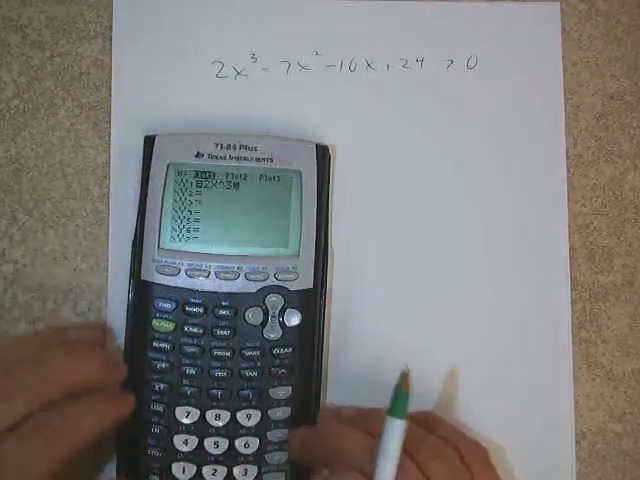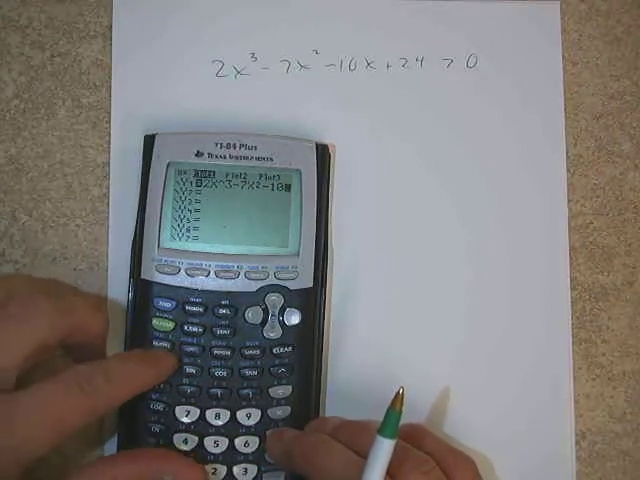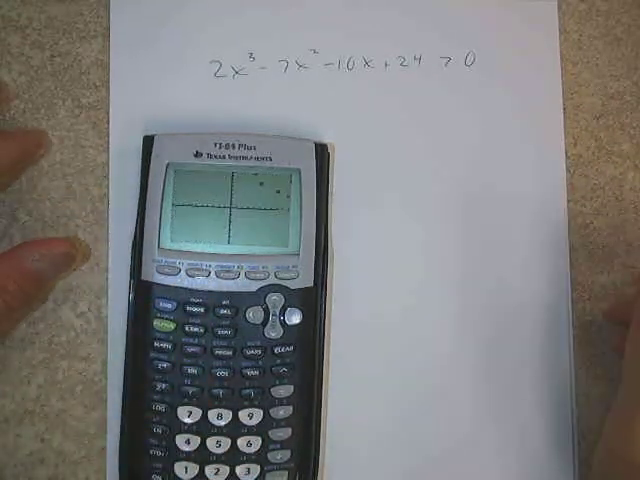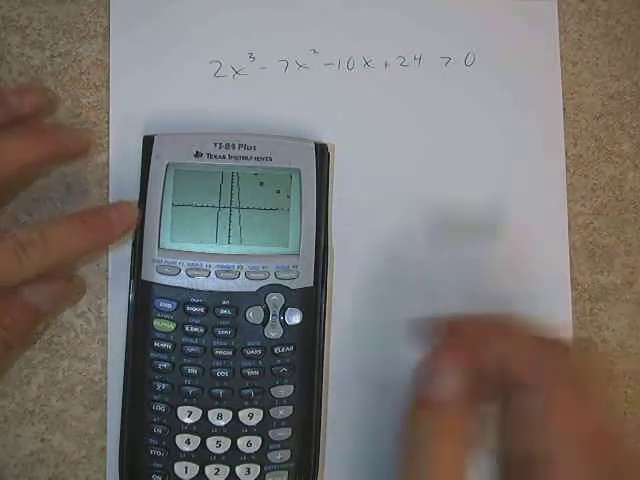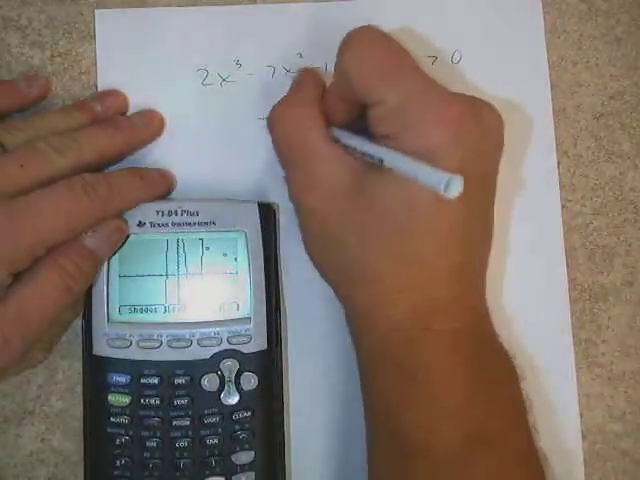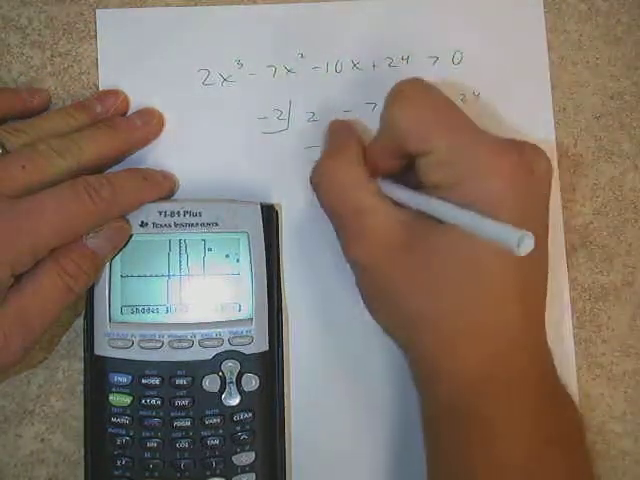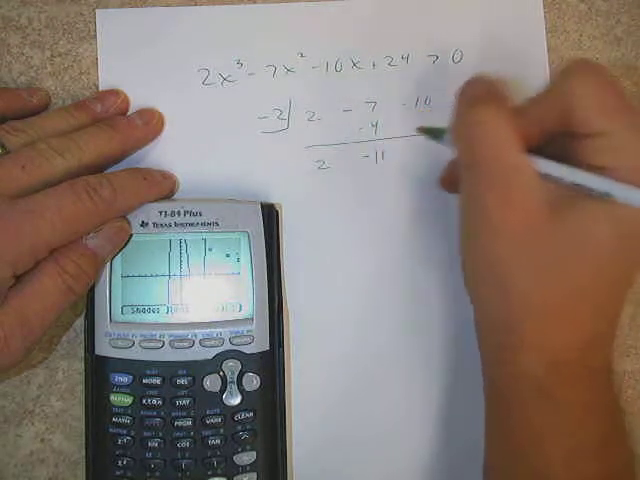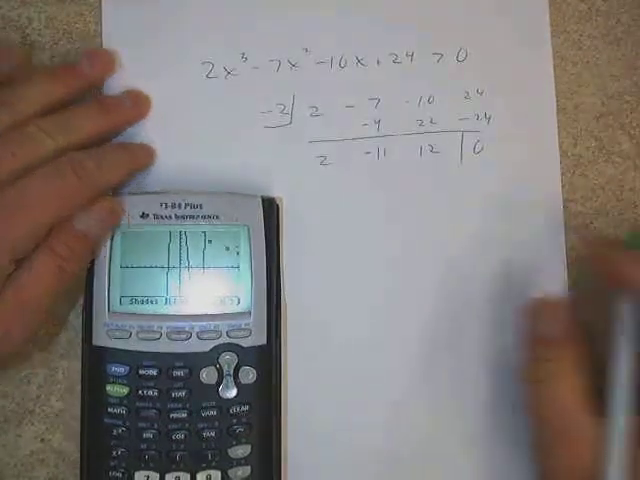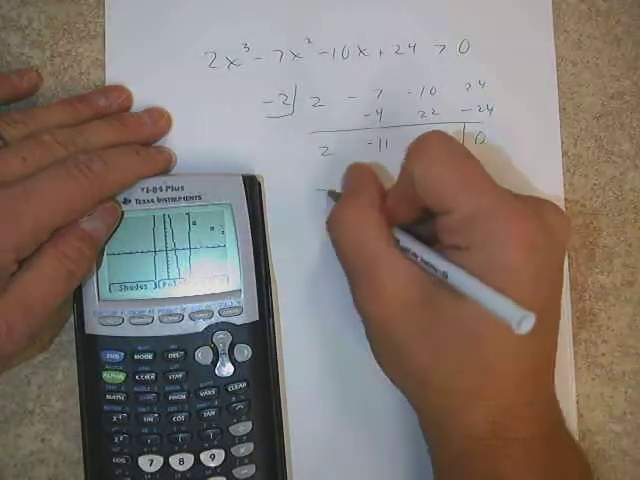So if we do 2x cubed minus 7x squared minus 10x plus 24. Looks like negative 2 might be a 0. So let's try it and see if it is negative 2. We go negative 4, that'd be negative 11, that'd be 22, and that would be 12, that'd be negative 24, that'd be 0. So good. It turns out that that is in fact a 0, so there's one of them.